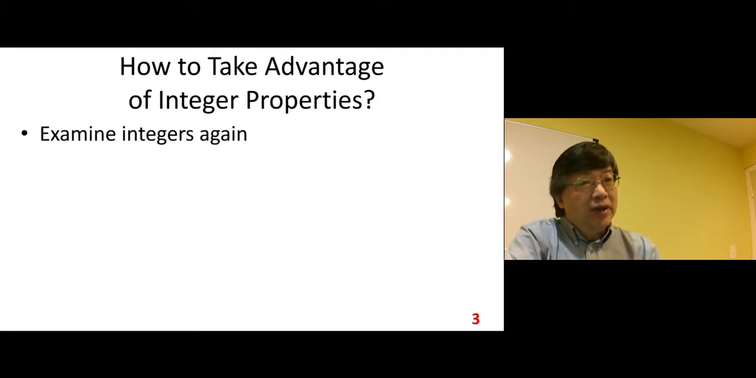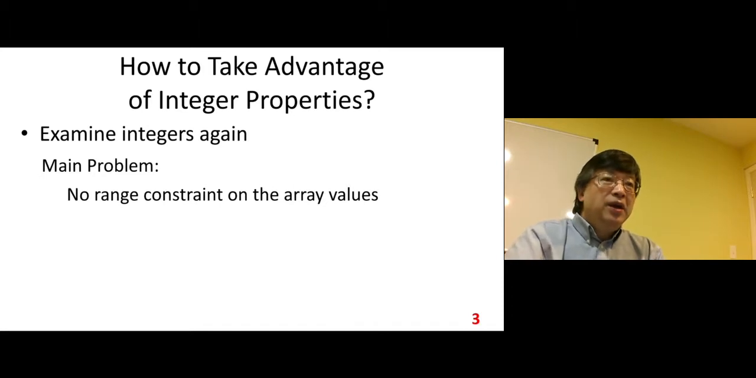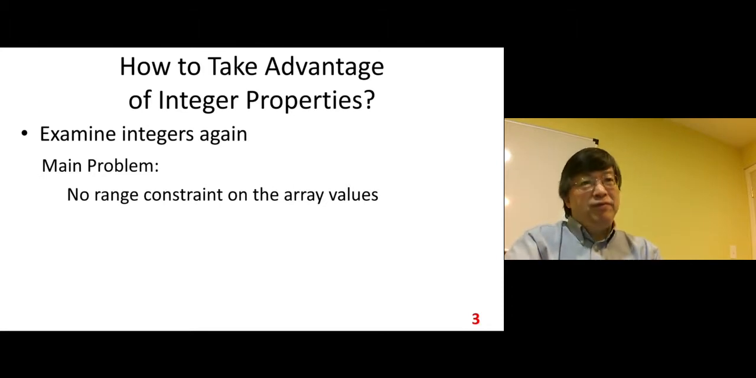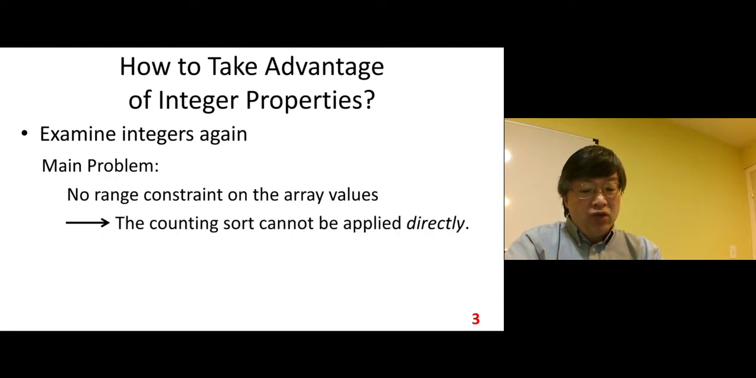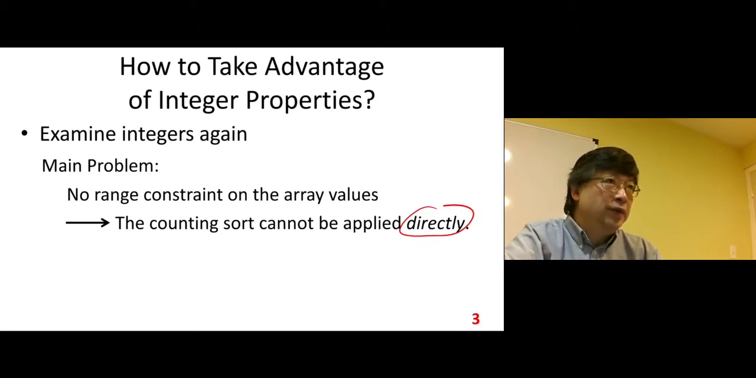So let's look at more properties. Here we don't have any range constraint on our integer values, so we cannot apply the counting sort directly. Don't apply your counting sort directly, because the performance will be very bad. Don't try to do it.